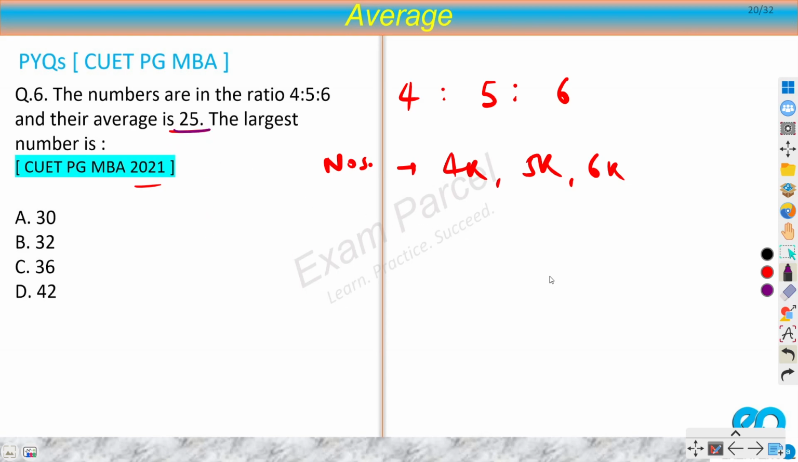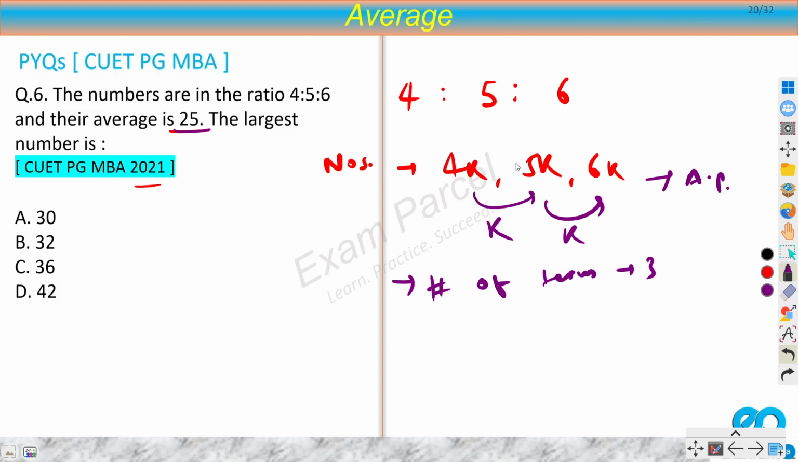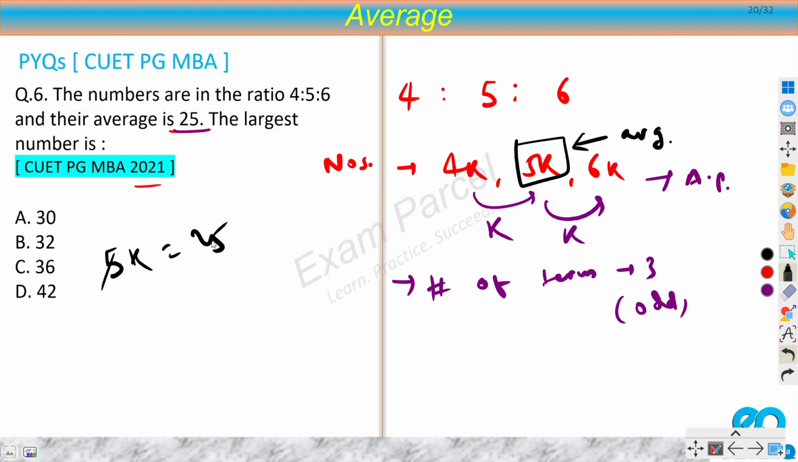The largest number is, okay, again the same concept. Are these numbers in AP? Can you identify? The difference is k. There is a constant difference, so these are in AP. Is the number of terms odd? The number of terms is 3, right? Obviously these are odd. So now we can say that the average is nothing but the middle term. This is my average. So average is 25. So 5k equals 25. Therefore my multiplier k is 5.